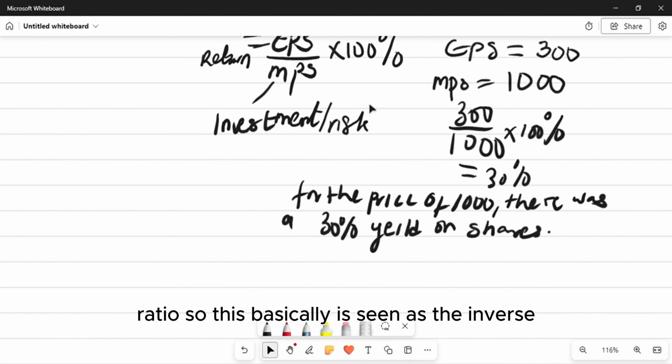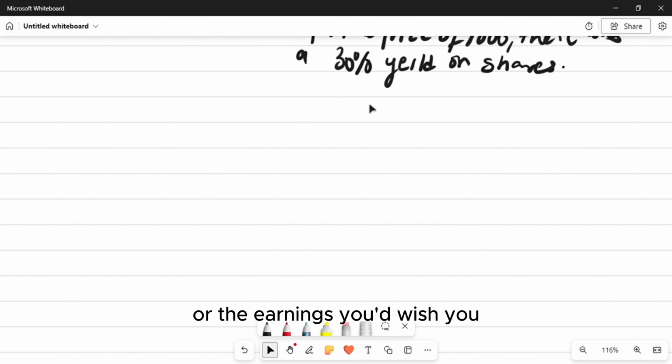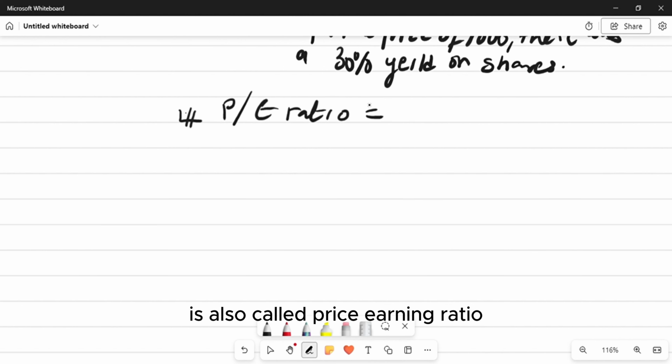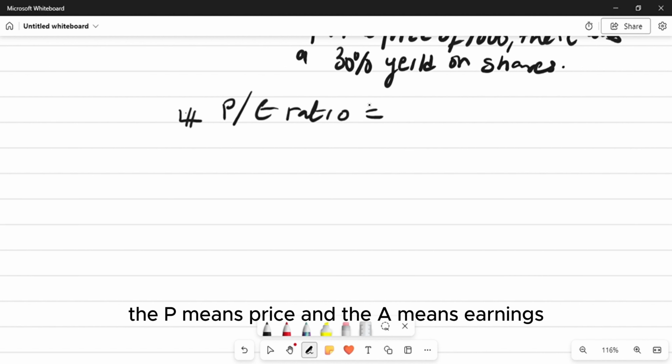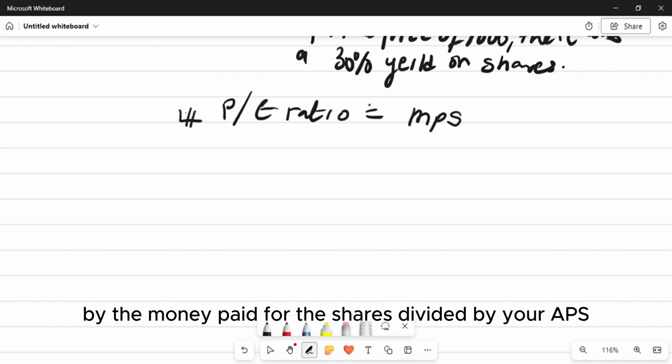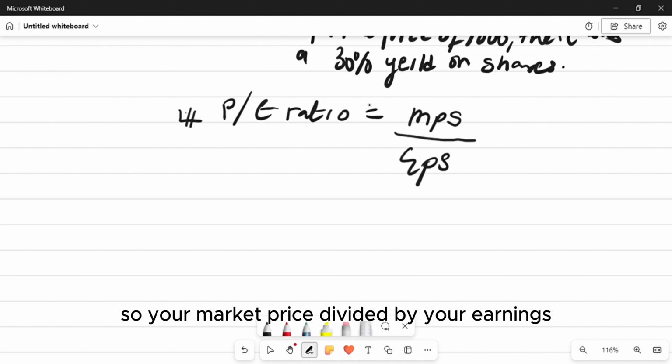This is seen as the inverse of the earnings yield ratio. Let's write this. This is called the PE ratio, and as the name implies, it's also called the price earnings ratio. The P means price and the E means earnings. So this is your MPS, the money paid for the shares, divided by your EPS, your earnings. So your market price divided by your earnings.